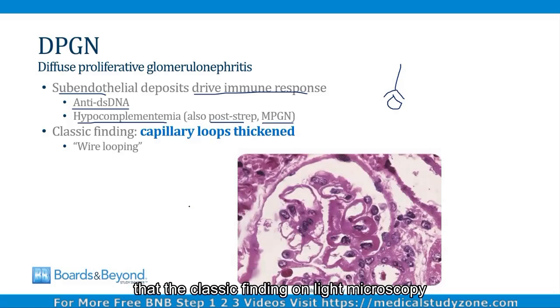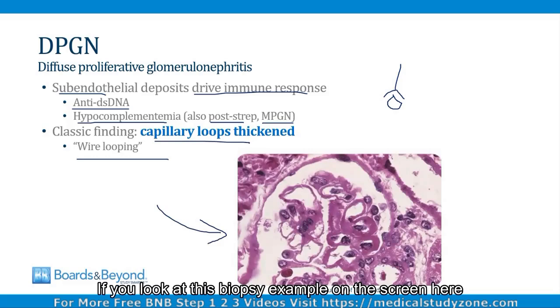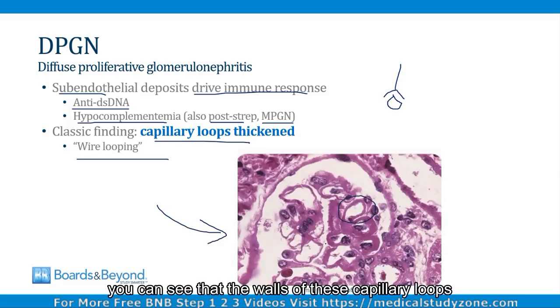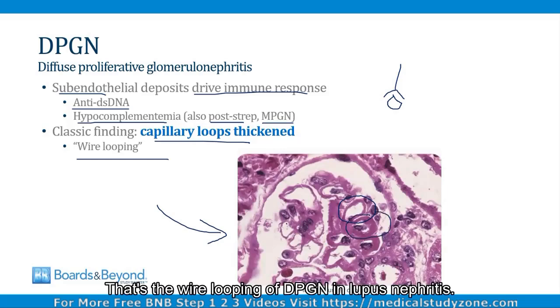Interpretation of renal biopsies in patients with lupus is a very advanced subject, but you should be aware that the classic finding on light microscopy in a patient with DPGN who has lupus is thickening of the capillary loops. This is also called wire looping. If you look at this biopsy example on the screen here, you can see that the walls of these capillary loops are very thickened. This is a really thick one here too. That's the wire looping of DPGN in lupus nephritis.